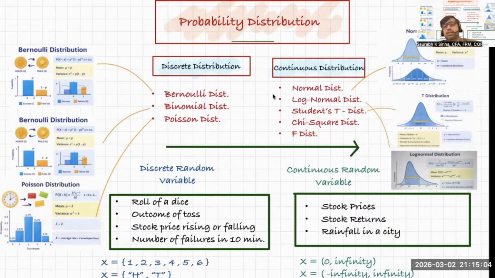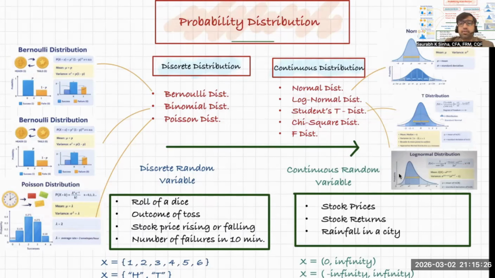You should be aware that in CFA, we call statistics quantitative methods, and in FRM, we call it quantitative analysis. So CFA and FRM aspirants, you should study probability distribution in depth because it will determine how you understand other topics as well.